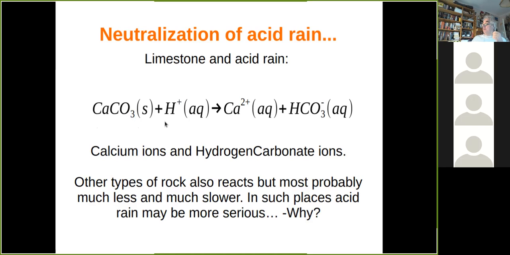There is no acid rain problem on the island Gotland, for example, in the middle of the Baltic Sea. The large island Gotland contains a lot of calcium carbonate, so they have a vegetation that depends on the partly basic character of the ground and such things.